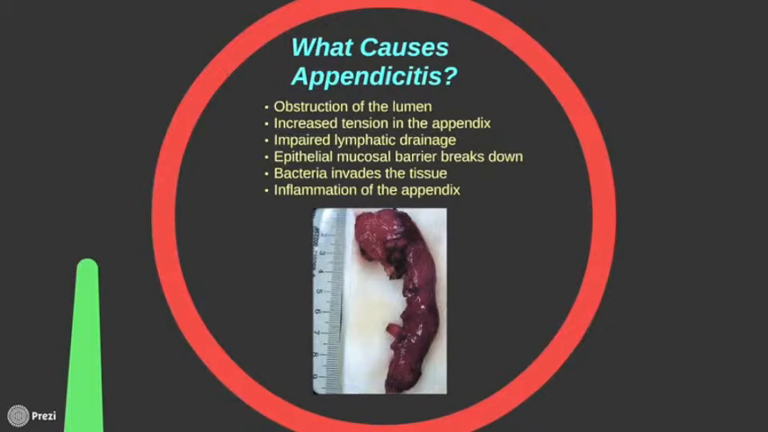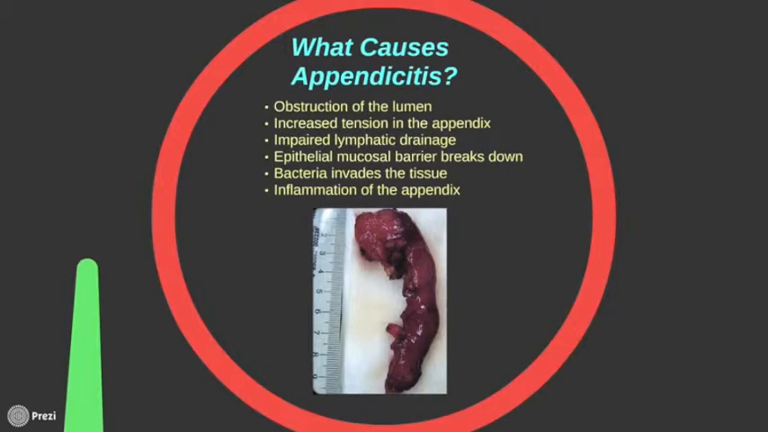The initial event that leads to appendicitis is an obstruction in the lumen. This obstruction may be due to a variety of causes such as feces, lymphatic tissue, a foreign object, or even a tumor. Once the obstruction has occurred, epithelial mucosal secretions accumulate, causing hypertension and distension.